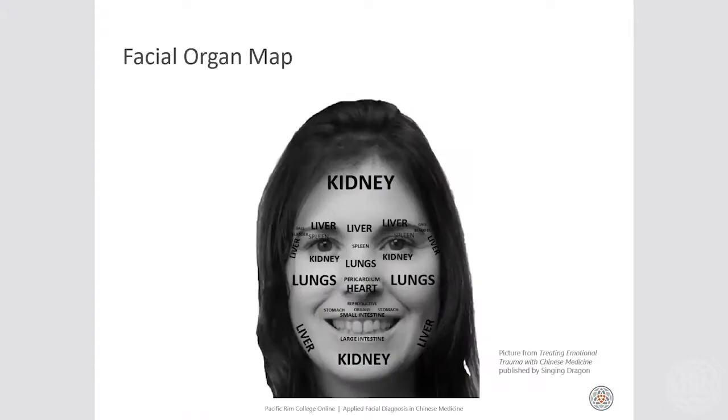Okay, so the facial organ map. As you can see, there's all these different areas in the face related to different organs. We're going to go through these different organs and different areas and talk about not only what the feature looks like in terms of its shape, but also the colors that we might see there, and if we see any lines there, any pores in that area. This can tell us so much.